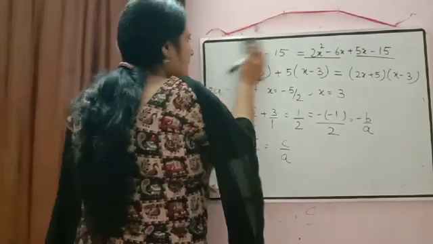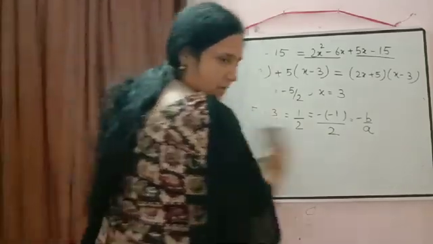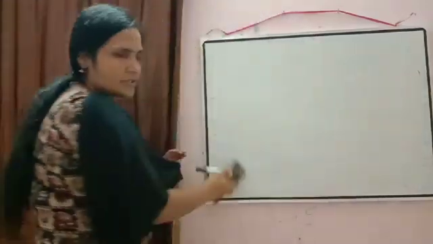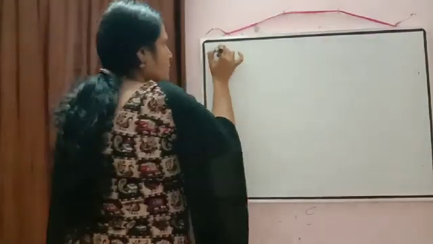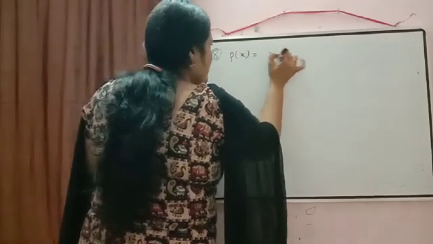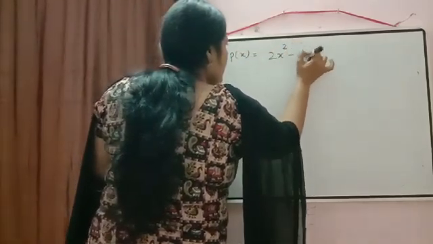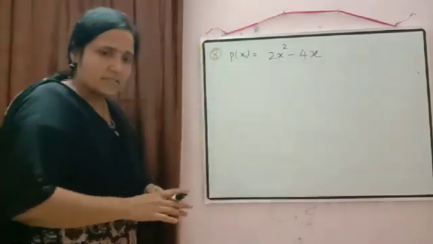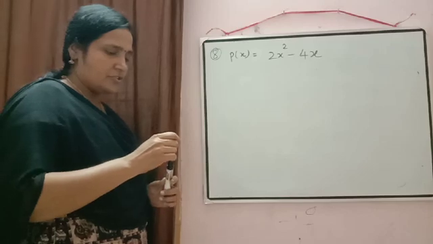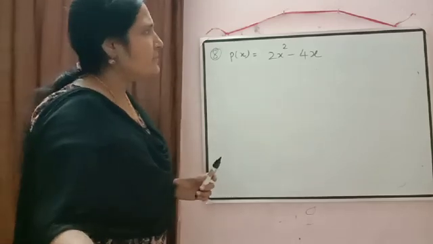Okay, write down the next one. Next polynomial is 2x square minus 4x. P of x is equal to 2x square minus 4x. So just check here. For splitting the middle term, at least 3 terms should be there. So here that is not possible.